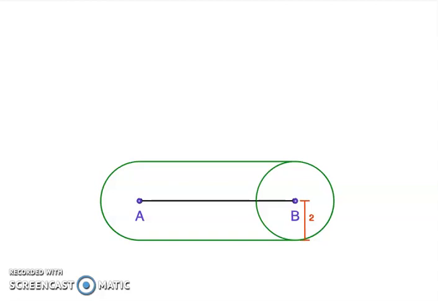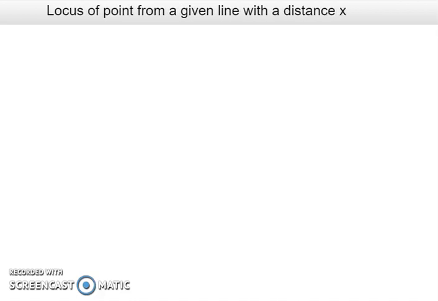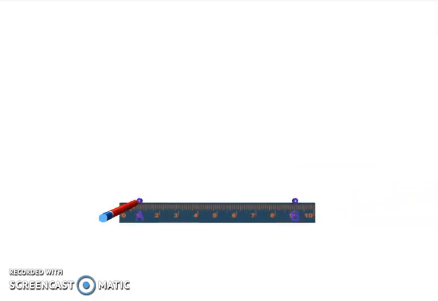Hello everyone, welcome back. So the next type of locus in 3 dimension is the locus of points from a given line with the distance x. So how are we going to construct that? Okay, so first, given that there's a line, point A and point B, and we draw a line AB.